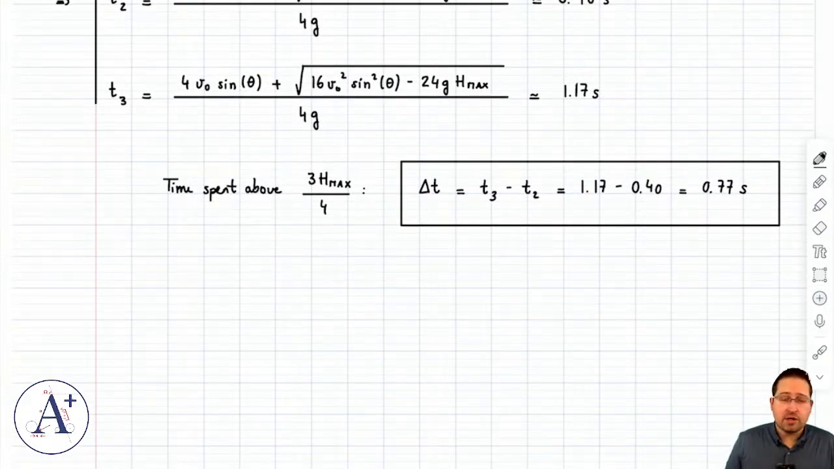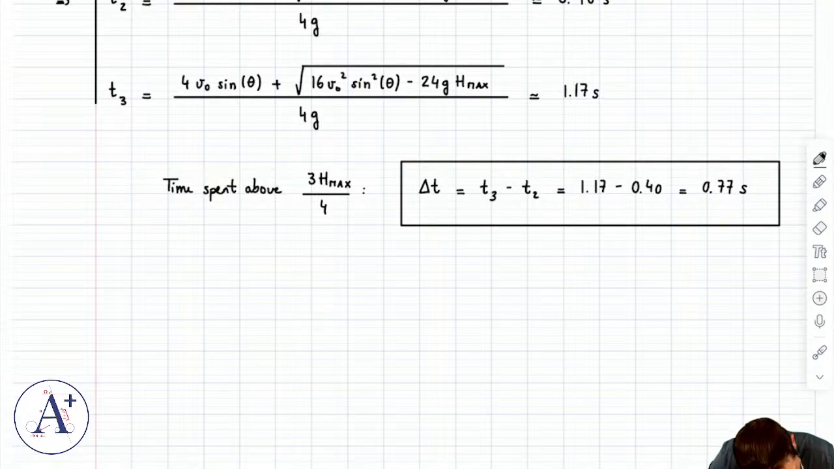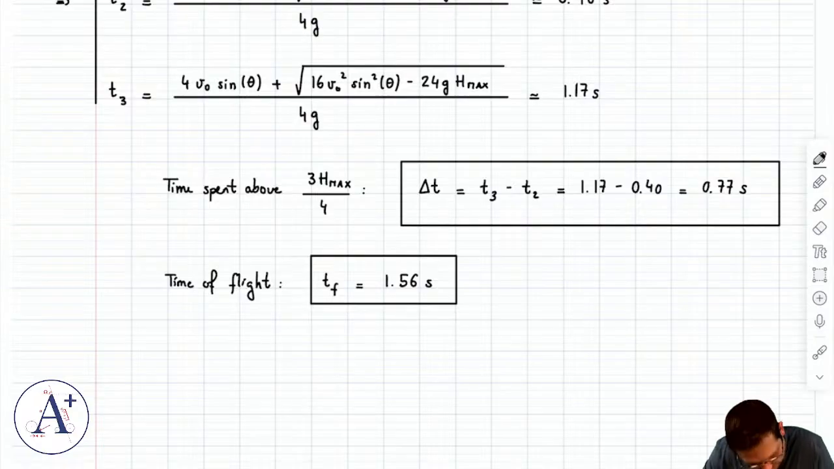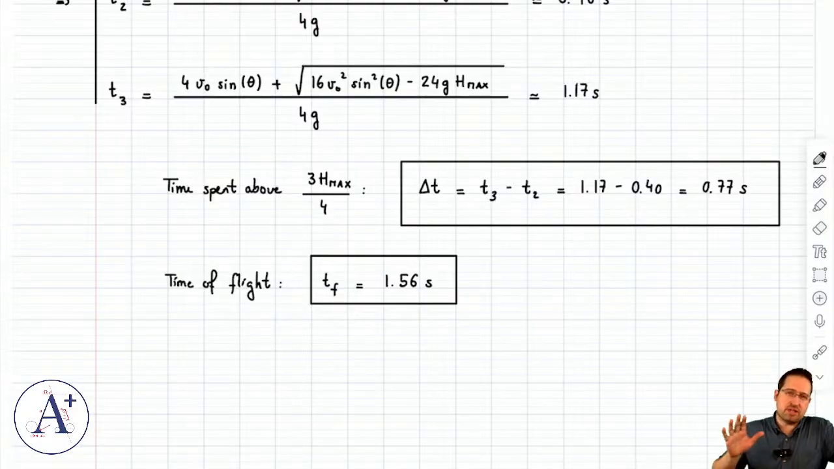All right. Compared to, by the way, the time of flight. Now, nobody asks me to do this. This is just me doing this to point something out. Okay, your time of flight, T final, we said, is 1.56 seconds. Right. So this pretty much is half of this. Right. So half the time he is in the air, he spends above 3/4 of his max height.